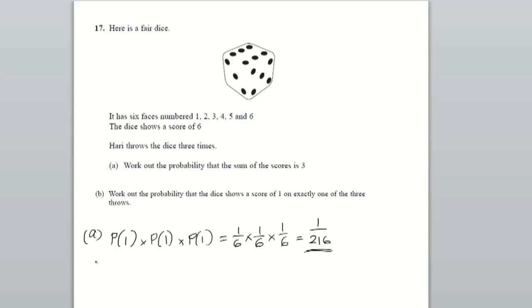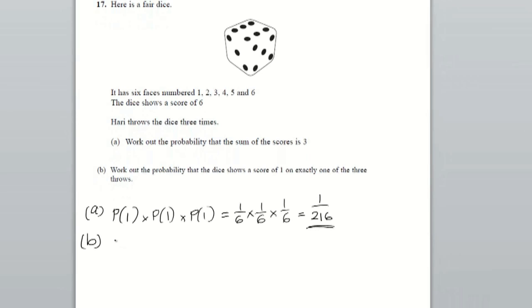Work out the probability that the dice shows a score of 1 on exactly 1 of the 3 throws. So that's probability of a 1 and probability of something else and probability of something else, or those 3 options in a different order, with the second one being the 1, or the third throw being a 1. So it's actually those three numbers, 1/6 multiplied by 5/6 multiplied by 5/6.